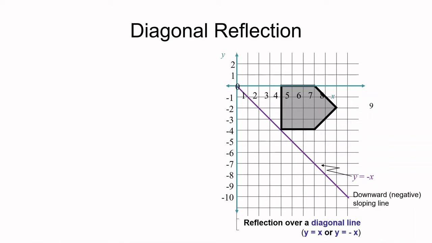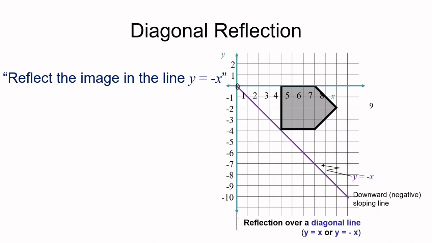So the rule for every point along this line is that the y coordinates are the negative values of the x coordinates. And you might be saying, except for this point here, but there's no such thing as negative 0. So 0, 0 still follows the rule that the y coordinates of every point along this line are equal to the x coordinates, but with a negative sign out front. So to use the correct vocabulary, we're going to reflect this image in the line y equals negative x.